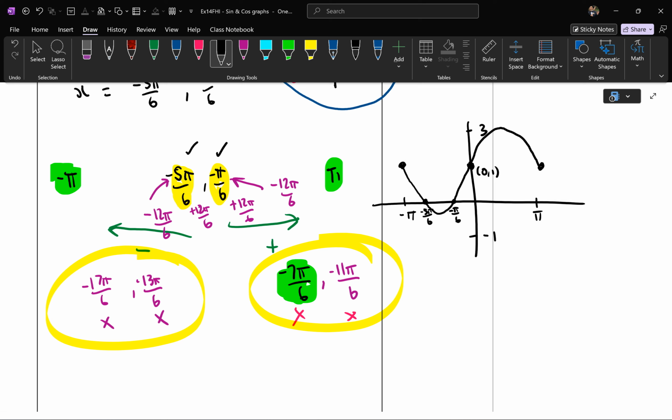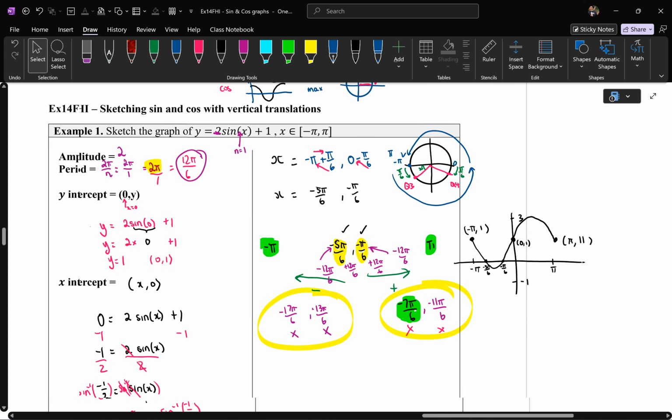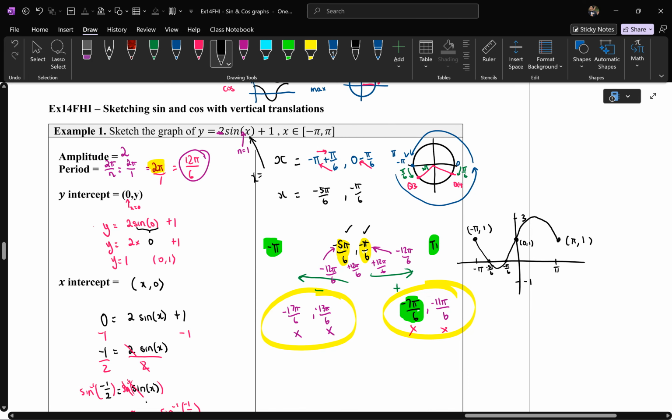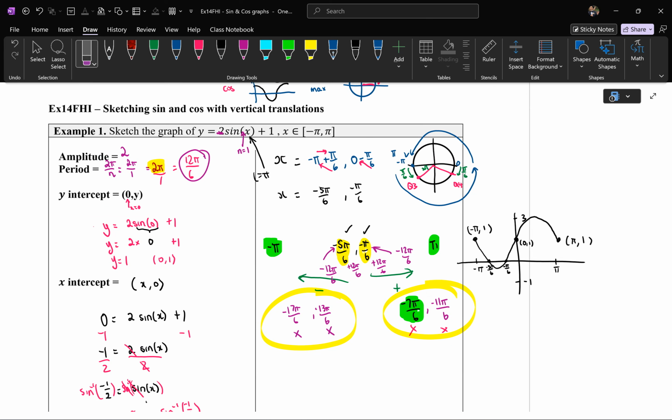Okay, so endpoints, how do you work it out? Sub pi in and figure out the y value, sub negative pi in, figure out the y value. But we already know, just logically from before, you just shifted the graph up by 1. So it should be 1. But if you weren't sure, you can sub in the coordinates. Sub x equals pi, and you should be able to get 1 as well.